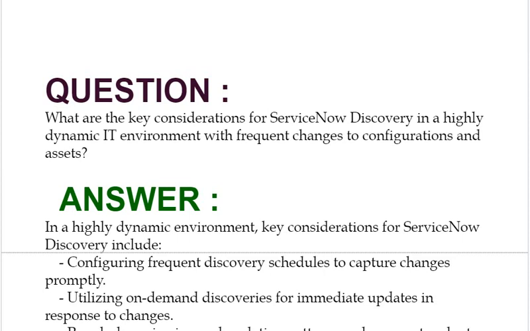Our next interview question based on service mapping and discovery is: what are the key considerations for ServiceNow Discovery in a highly dynamic IT environment with frequent changes to configurations and assets?